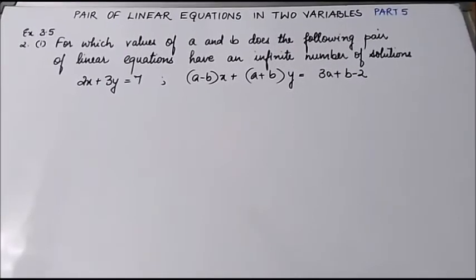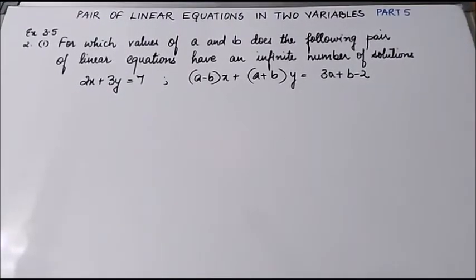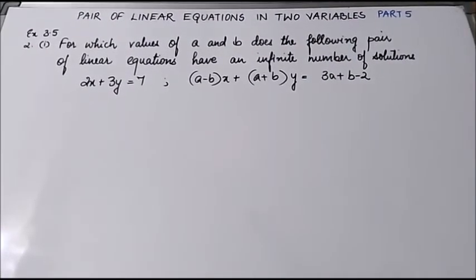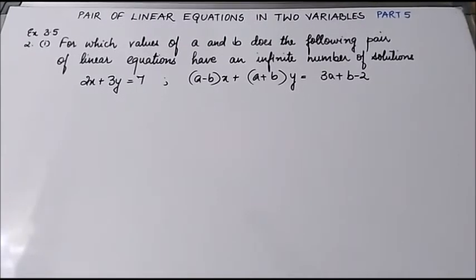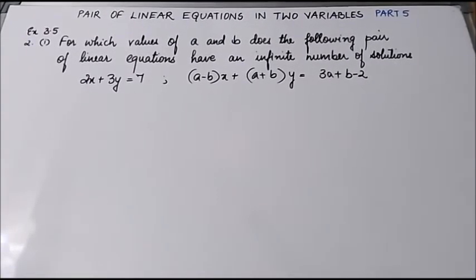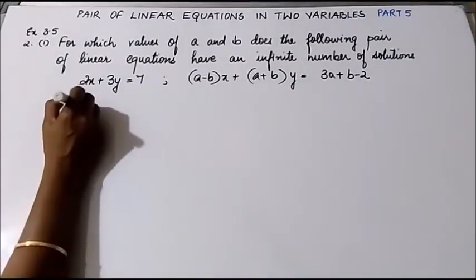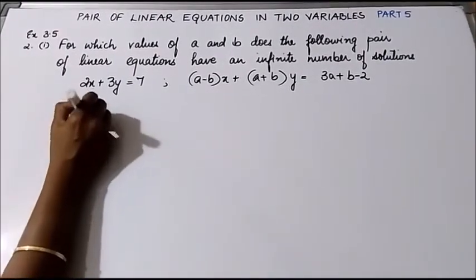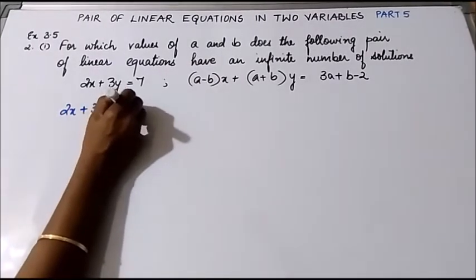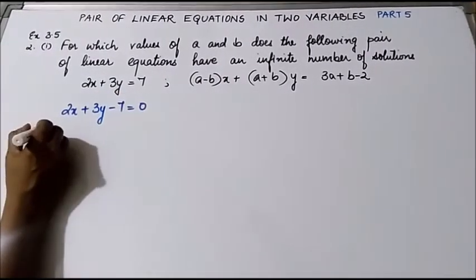Now let's do exercise 3.5, the second question. In that the first one. For which values of a and b does the following pair of linear equation have an infinite number of solutions? The two equations are given. First let us write it in standard form. That is 2x plus 3y minus 7 equal to 0.